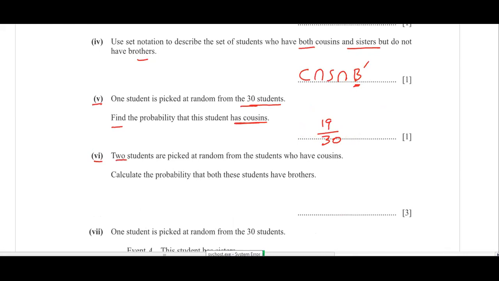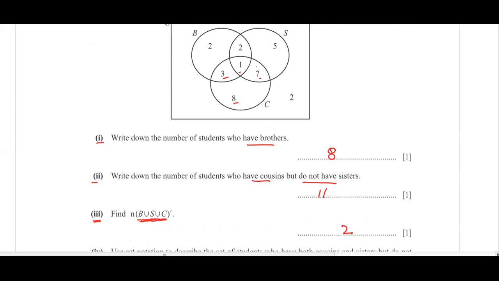The next question is: 2 students are picked at random. Now it's a random pick of 2 students from the students who have cousins. How many students have cousins? 19 students have cousins, so the total will be 19. When you choose the first student it will be 19, and for the second the total remaining will be 18, because we are choosing at random, so we will not replace. Out of that, both students have brothers. Calculate the probability that both students have brothers. We are selecting from the cousins.